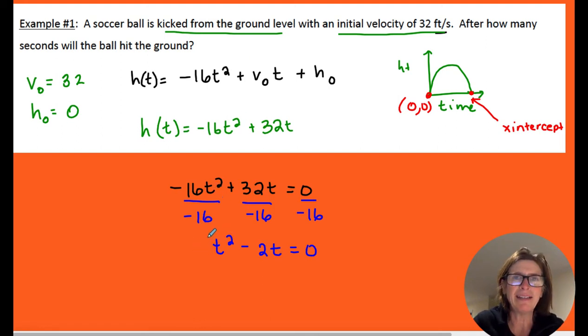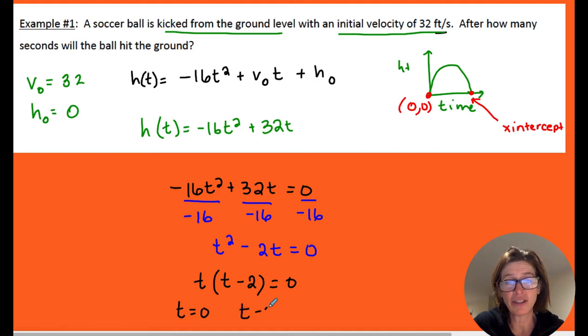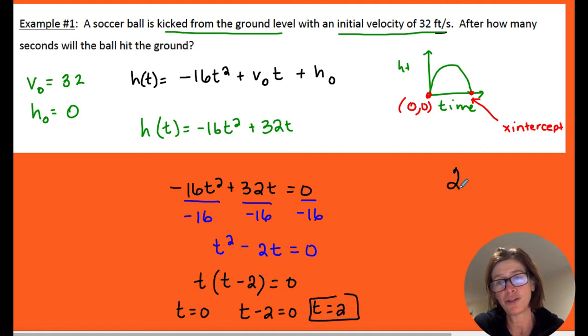Now this isn't that really special factor pattern, right? It's just GCF factoring. So I'm going to take out a t. I'm going to be left with t minus 2 equals 0. And then I'm going to use the zero product property. So t equals 0 and t minus 2 equals 0, so t equals 2. So that has to be my answer. After how many seconds will the ball hit the ground? 2 seconds.